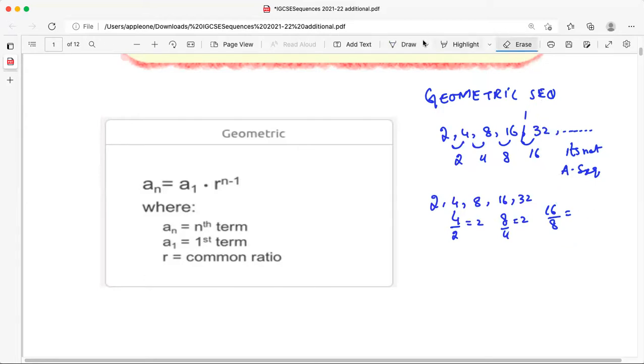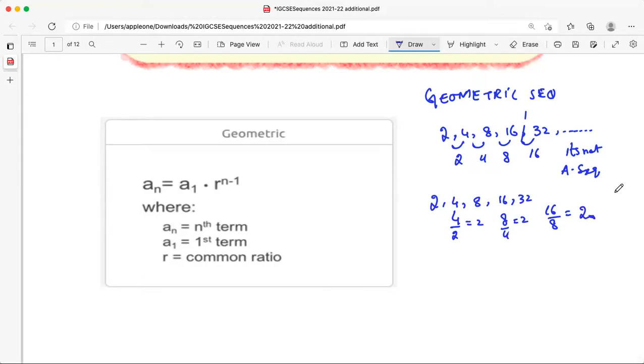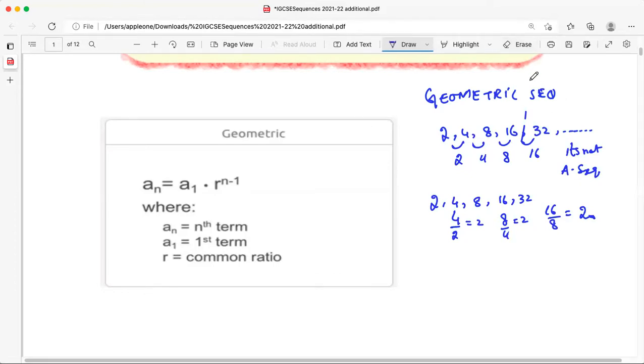Okay, so 2 here. Now divide 32 by 16. What do we get? 32 by 16 is 2. Look at this, the common ratio is the same here. Common ratio is 2. We just see 2 here, 2 here, 2 here, 2 here.